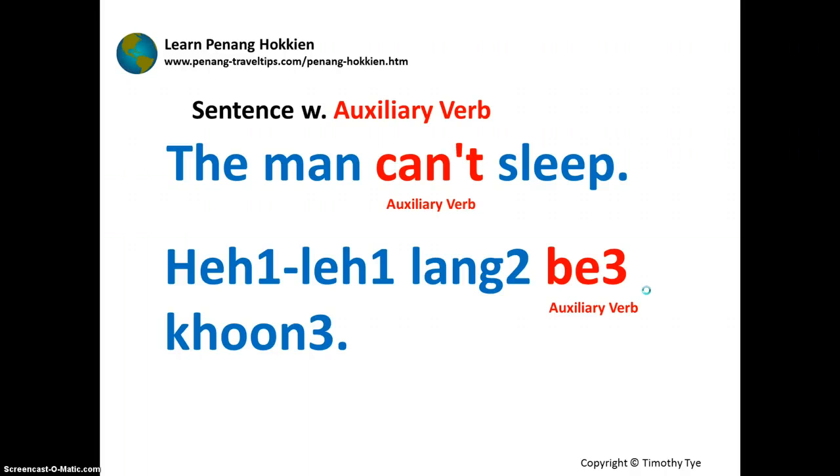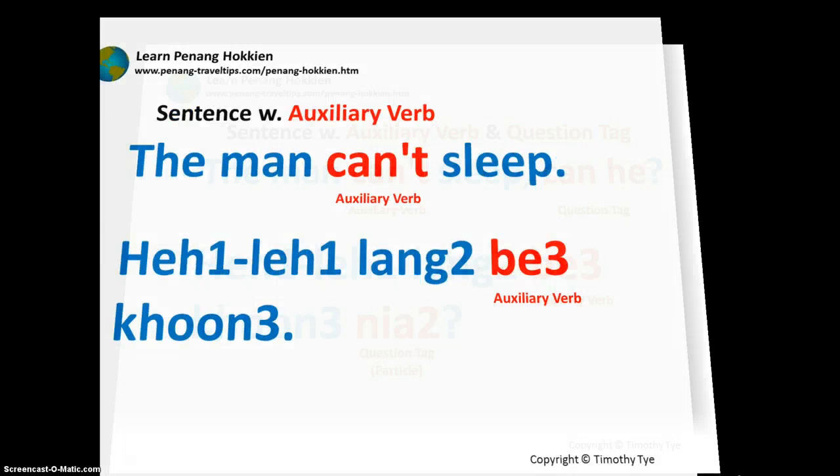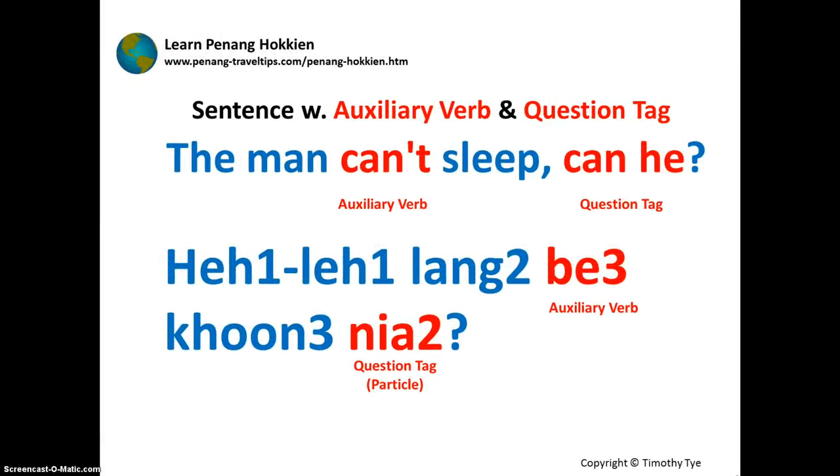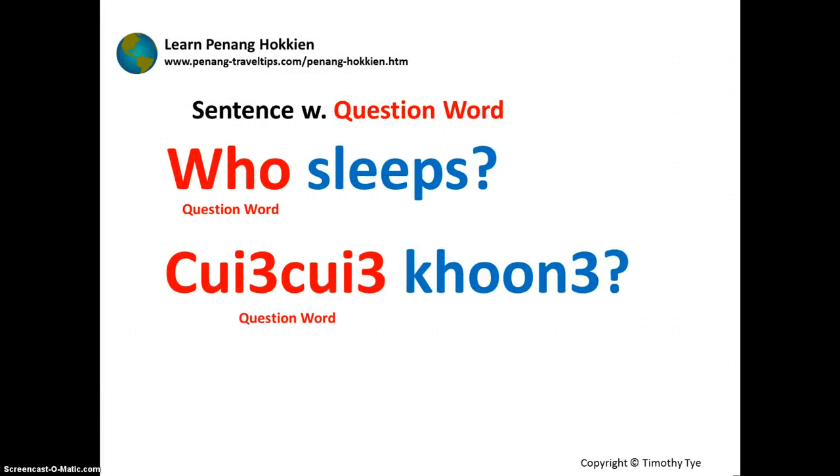Now a sentence with an auxiliary verb. The man can't sleep. In Penang Hokkien, hele lang be kun. A sentence with an auxiliary verb and a question tag. The man can't sleep, can he? Hele lang be kun nia. Again, the structure is exactly the same. A sentence with a question word. Who sleeps? In Penang Hokkien, chui chui kun.